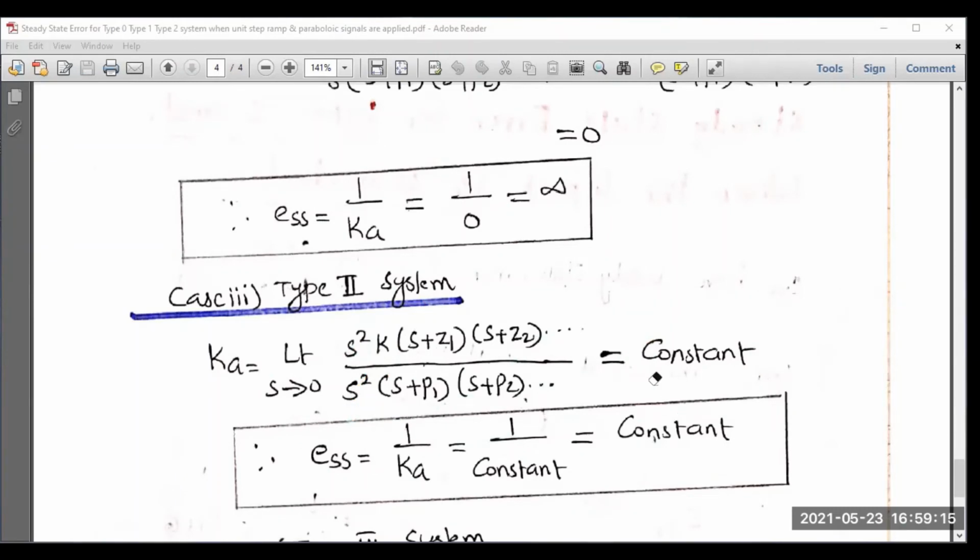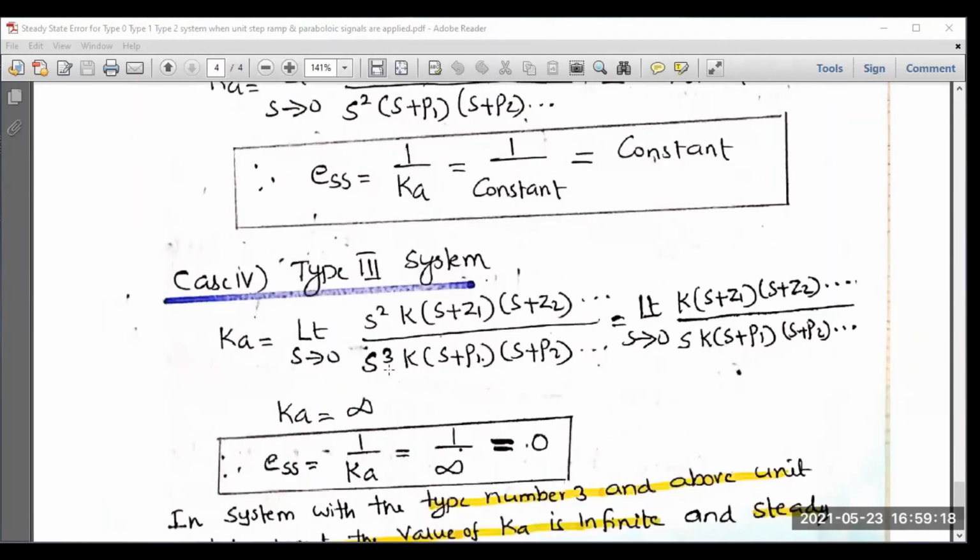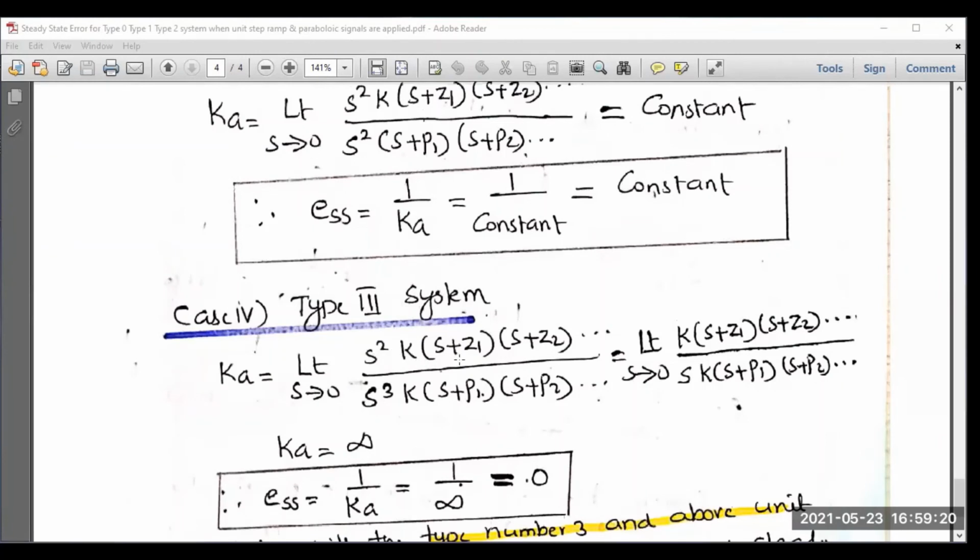Now I have to inspect for type 3 and above. For type 3, limit s tends to 0, s square into K into (s plus z1) into (s plus z2), etc., divided by, here I have to mention s cube because it is a type 3 system, K into (s plus p1) into (s plus p2). Here s square and s cube will be cancelled at once. So s will be remaining.